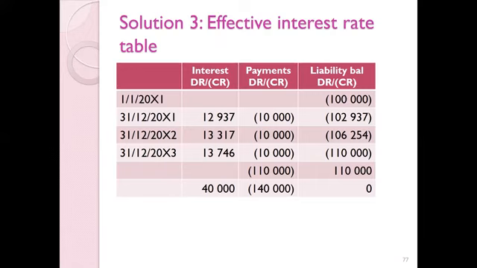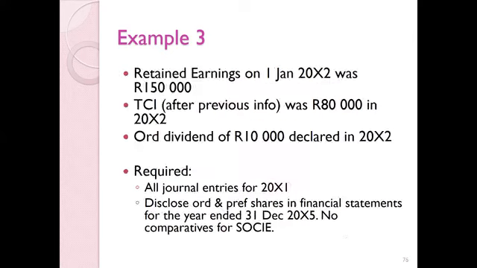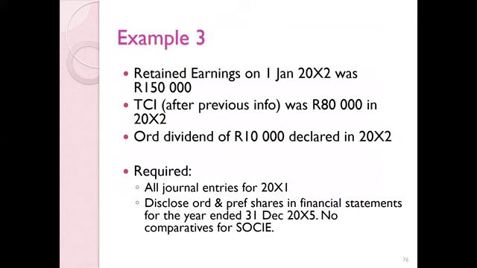We then need to account for payments, which would be in the form of a dividend. How do we work out the dividend? It's the 50,000 redeemable preference shares times by R2 each times by a coupon rate of 10%. That then gives us our annual payments, and we can now update our liability balance. As you can then see, at the end of 3 years, our liability balance is sitting at 110,000 Rand.